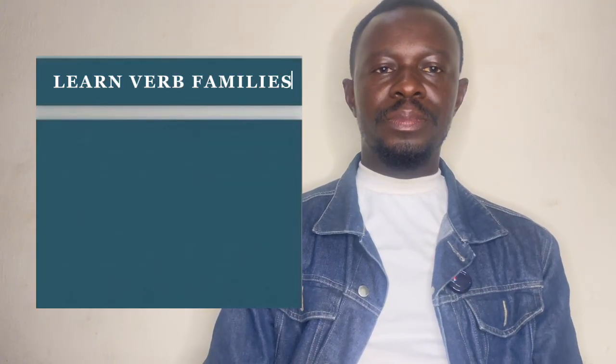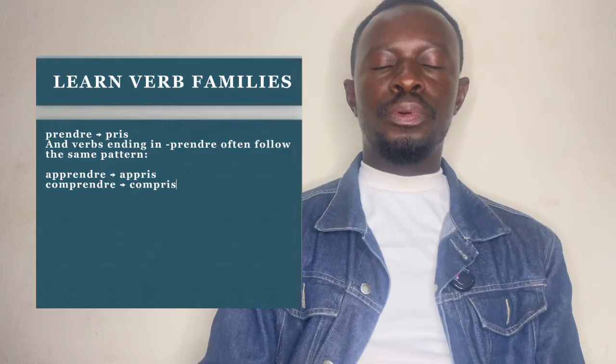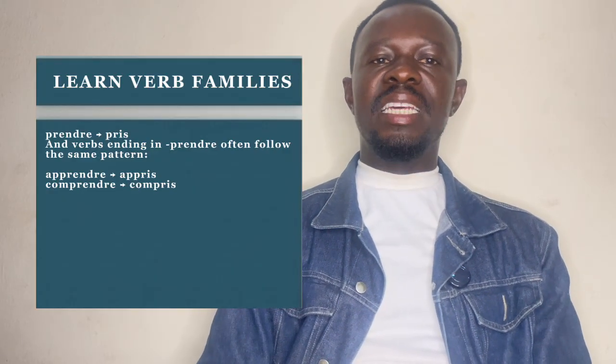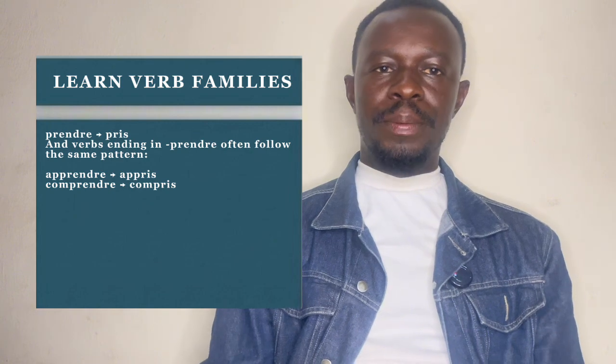But here's the most important part. Not all French verbs are completely regular. And here is where past participle patterns can save you a lot of memorization. Let's learn them in their families. Now, instead of memorizing every irregular verb separately, learn families of verbs. For example, once you know prendre, which is pris, now every verb ending in -prendre often follows the same pattern.